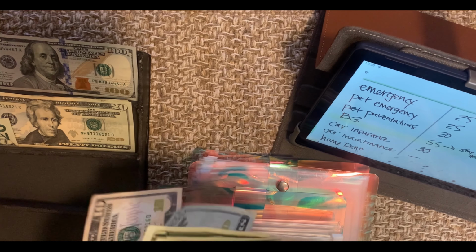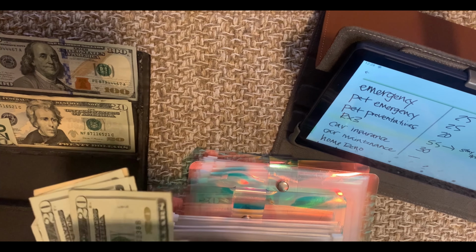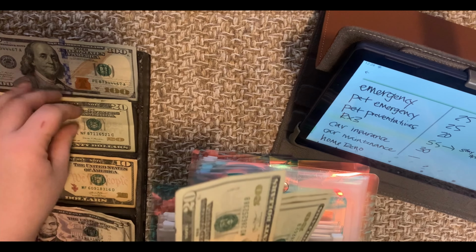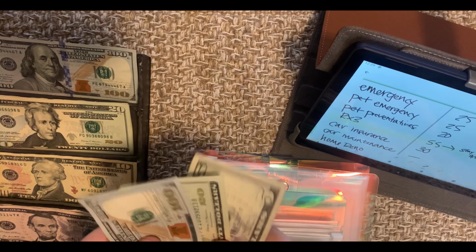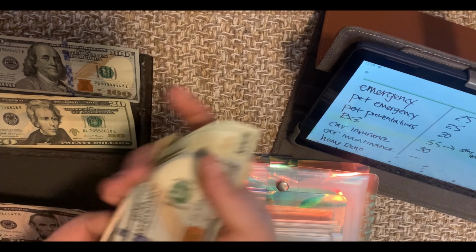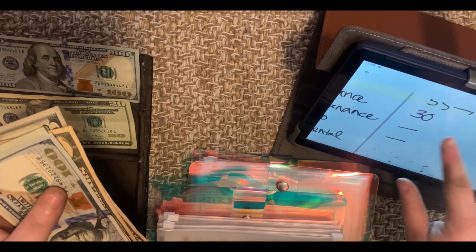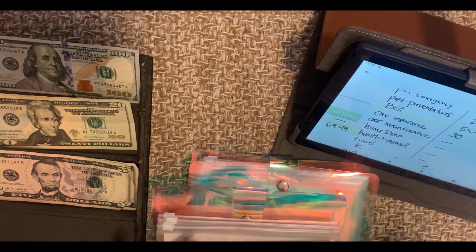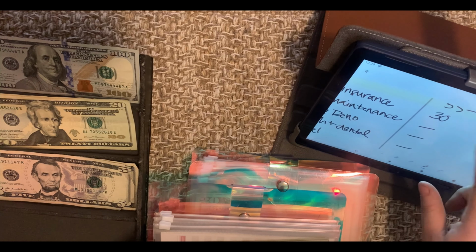Let's do some $10, $20. Car insurance is getting $30, $20, $30. Car insurance now has $1, $20, $40, $55. I'll move these fives up. Car maintenance is not getting stuff, but I know it has $200.